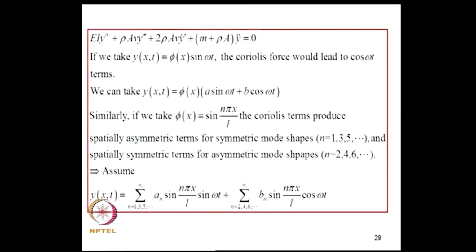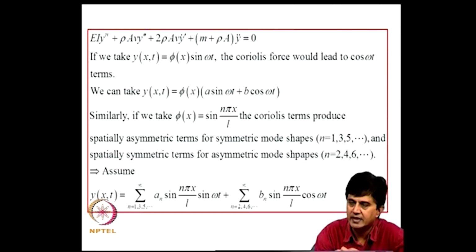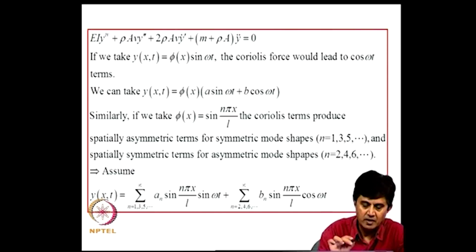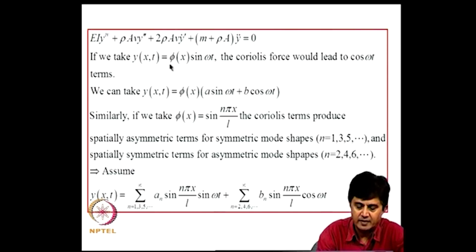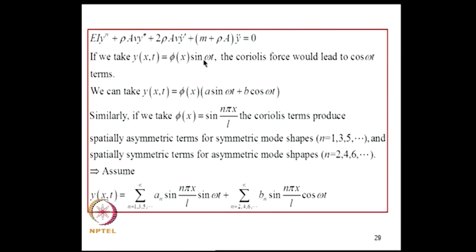Now, we want to construct a solution for this and, for example, estimate the natural frequency and see how it depends on the flow velocity. That is the question. Are there any stability related issues in handling this problem? Now, if we start by taking phi of x sin omega t, and substitute here, the y dot prime term will lead to cosine terms. So you will have a problem in dealing with that.